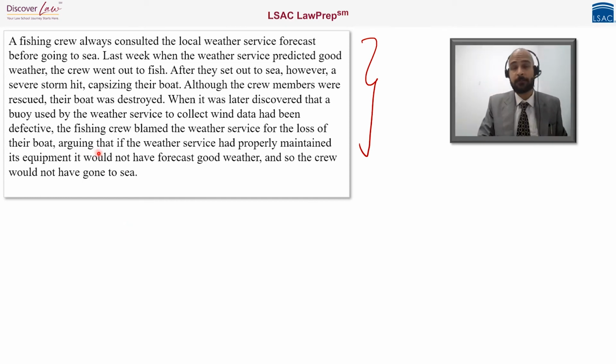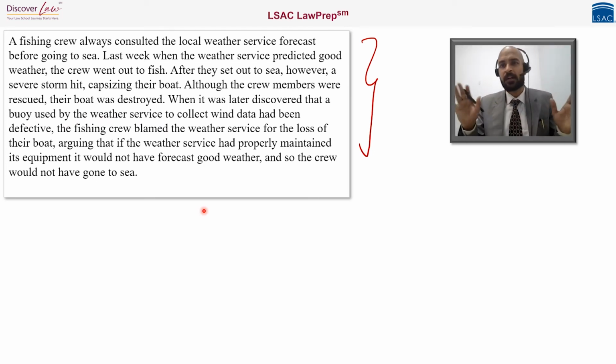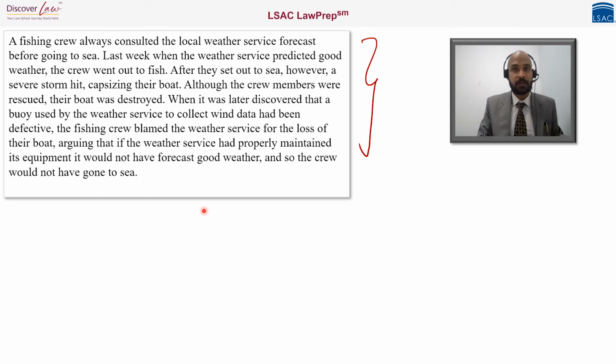It says, arguing that if the weather service had properly maintained its equipment, right? So the defective buoy, which you see here, I don't know what a buoy is, and I don't even know if I'm pronouncing it correctly, but that doesn't matter. Okay, you know now that this was some defective equipment, that there was some defect in the equipment that is used to determine the wind data or whatever. Okay, this is not a test of science, this is not a test of your vocabulary, it's a test of your ability to understand the argument. Okay, so focus on that.